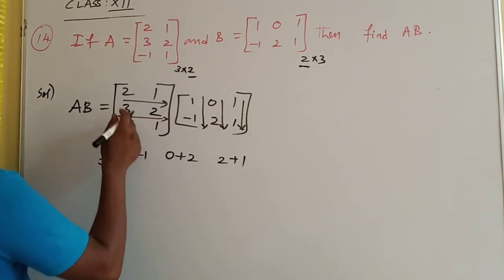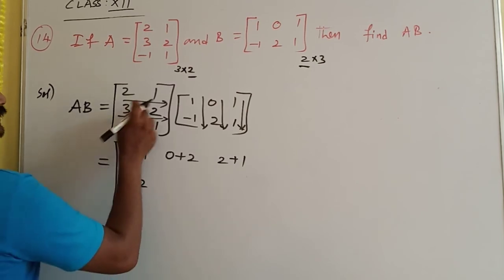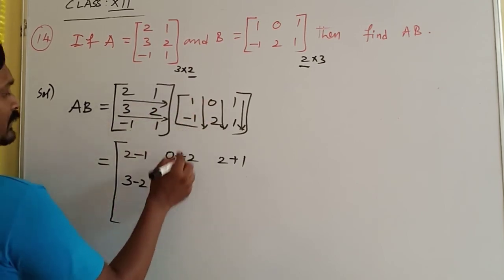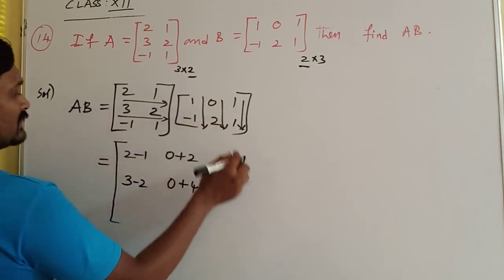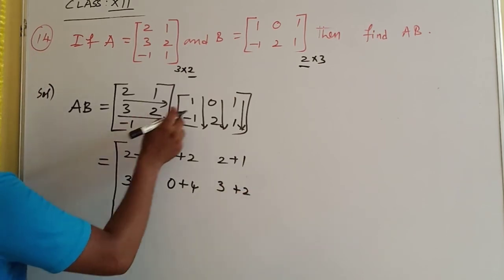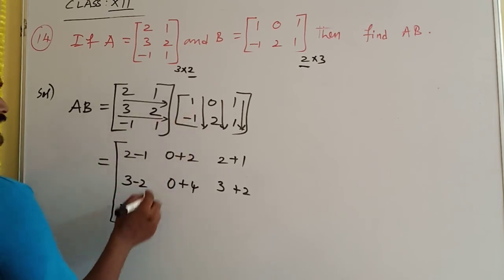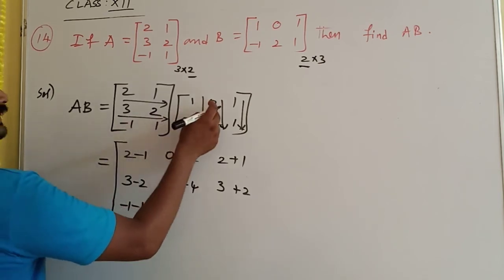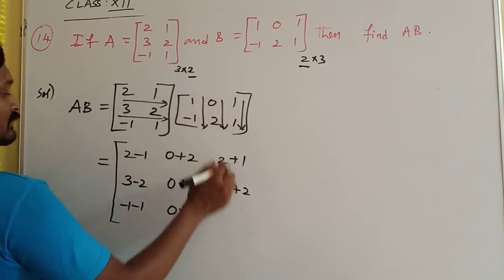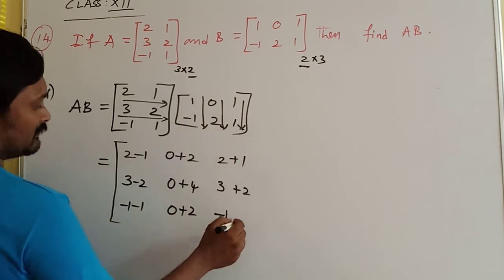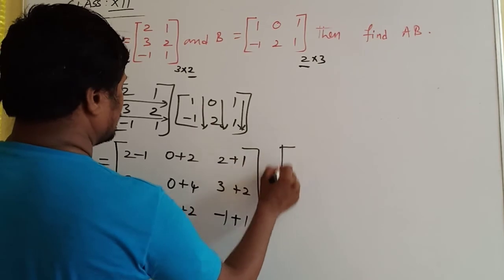Now again second row. 3 ones are 3. 2 minus 1s are minus 2. 3 zeros are 0. 2 into 2, 4. Next 3 into 1, 3. 2 ones are 2. Same method, minus 1 into 1, minus 1. 1 into minus 1, again minus 1. Minus 1 into 0, 0. 1 into 2, 2. Minus 1 into 1, minus 1. 1 into 1, 1.